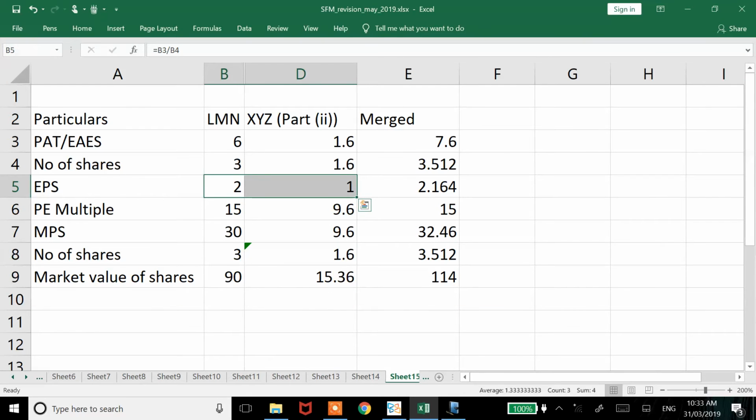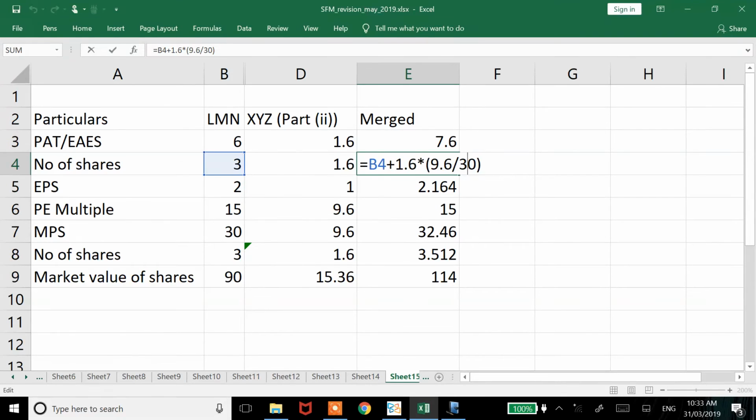If my exchange ratio is based on EPS, the pre-merger and post-merger, if I do 2:1, that is, it will become 1/2. If you do 1 by 2, you will get the same EPS. If the exchange ratio is on the basis of EPS, then the pre-merger and post-merger EPS would remain same. If the exchange ratio is on the basis of MPS, then pre-merger and post-merger MPS would remain same. So different parameters can be there. So now write part 3.